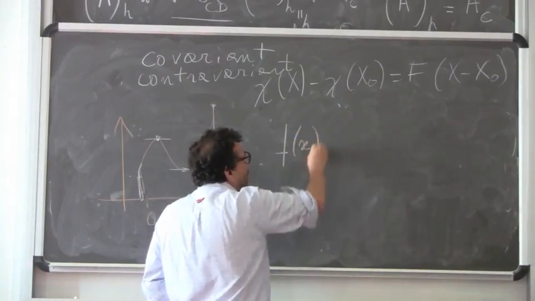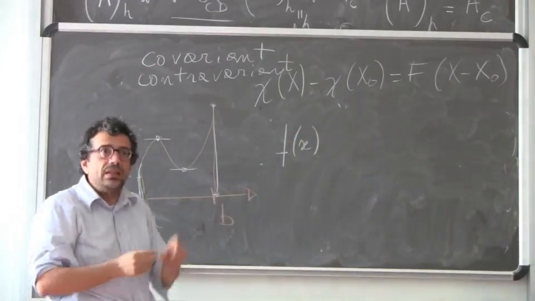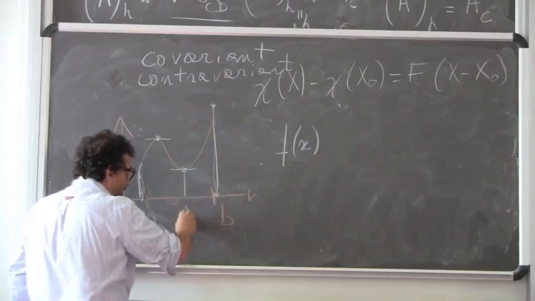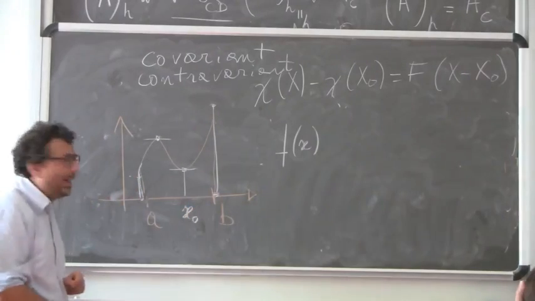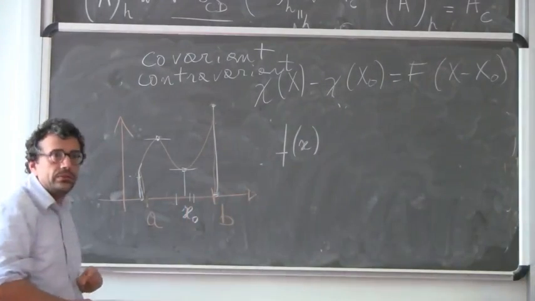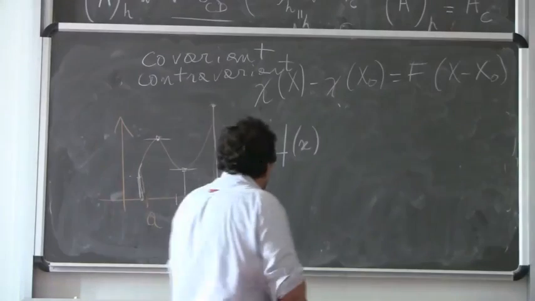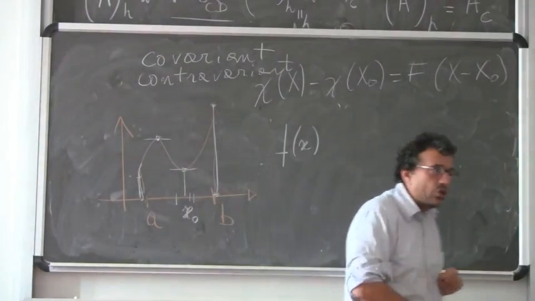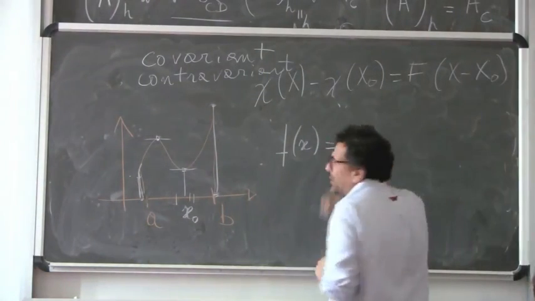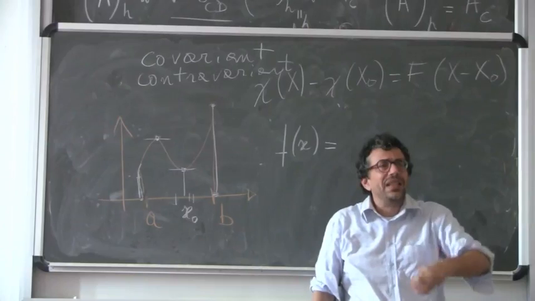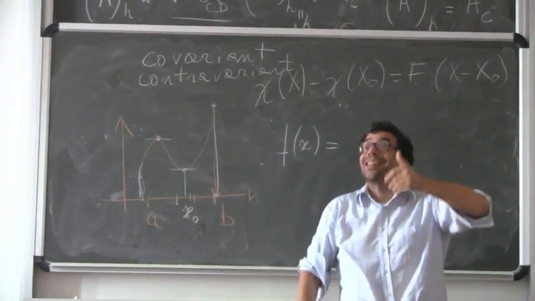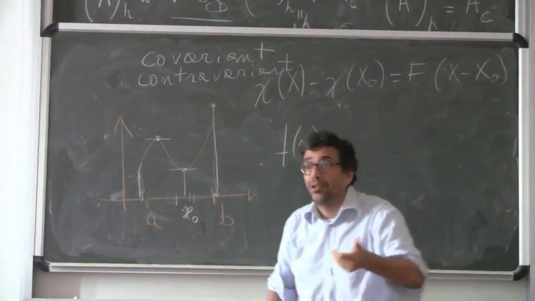Okay? I write Taylor expansion in the neighborhood of x0. So I consider x0 and I consider a small neighborhood of x0. And I write Taylor expansion in this neighborhood. I'm sure that you have studied the remainder of a Taylor expansion, the Lagrange remainder of a Taylor expansion.